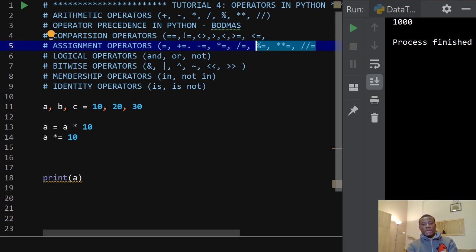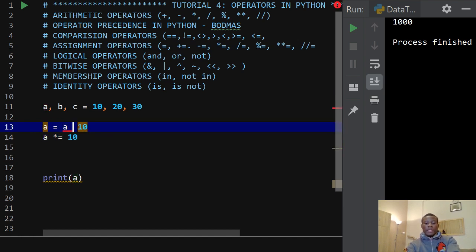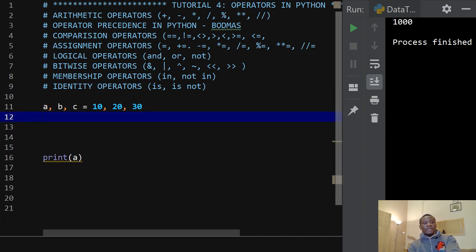So I'm going to give you an assignment. Try for these three. Write them in expanded form and then write them in short form. For instance, you have something like A is equal to A modulus 10, and then also write it in the other way.